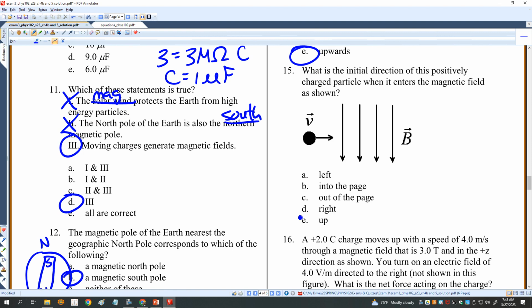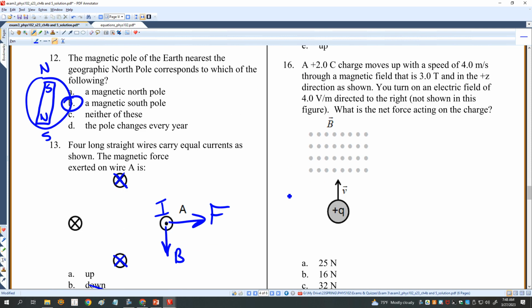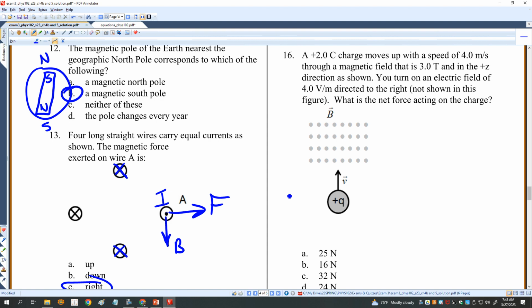What is the initial direction of this positively charged particle? All right, well, index finger, magnetic field down, that's going to be into the page for number 15. A 2 coulomb charge moves up with a speed of 4 meters per second. Magnetic field. Oh, and then I have an electric field I turn on.